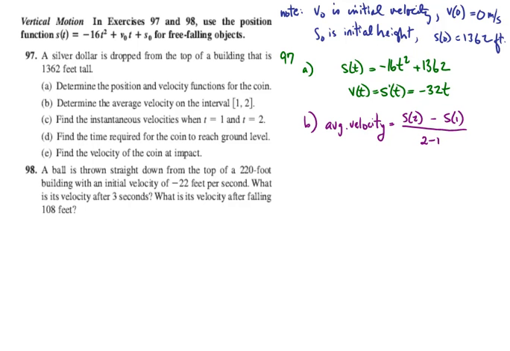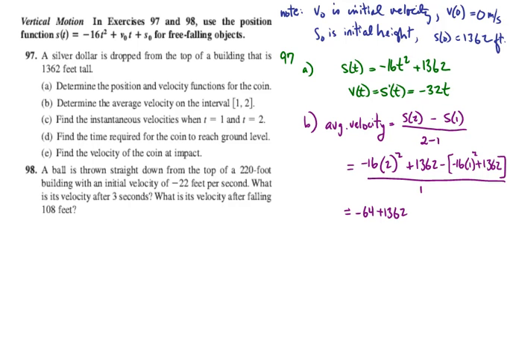Now s of 2 is simply going to be negative 16 times 2 squared plus 1362. S of 1 is going to be negative 16 times 1 squared plus 1362, and we need to subtract this whole quantity. And hopefully you can see that the 1362s, the initial height, doesn't really matter. It's more a question of how much the position has changed. So negative 16 times 4 is negative 64 plus 1362. Then we have plus 16 minus 1362. So the 1362s will be a 0 pair. And we simply end up with negative 48. And that's feet per second. And I corrected the meters per second above also.